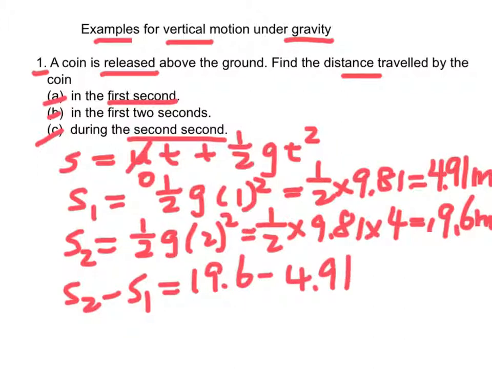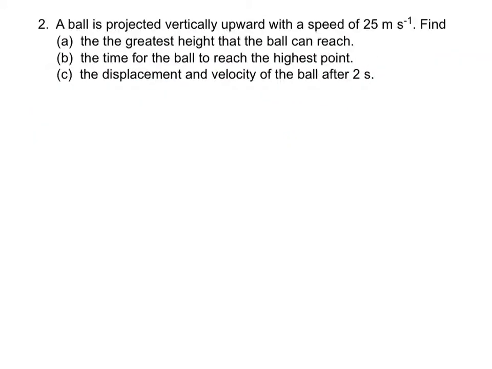4.91, which is equal to 14.7 meter. Question number 2. Let's take upward as positive. We have initial velocity u equal to 25 meter per second.